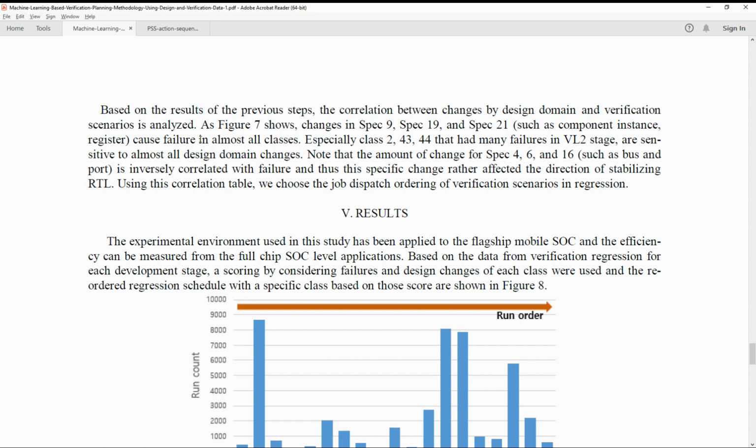Especially classes 2, 43 and 44, which had many failures in the VR2 stage, are sensitive to almost all design domain changes.